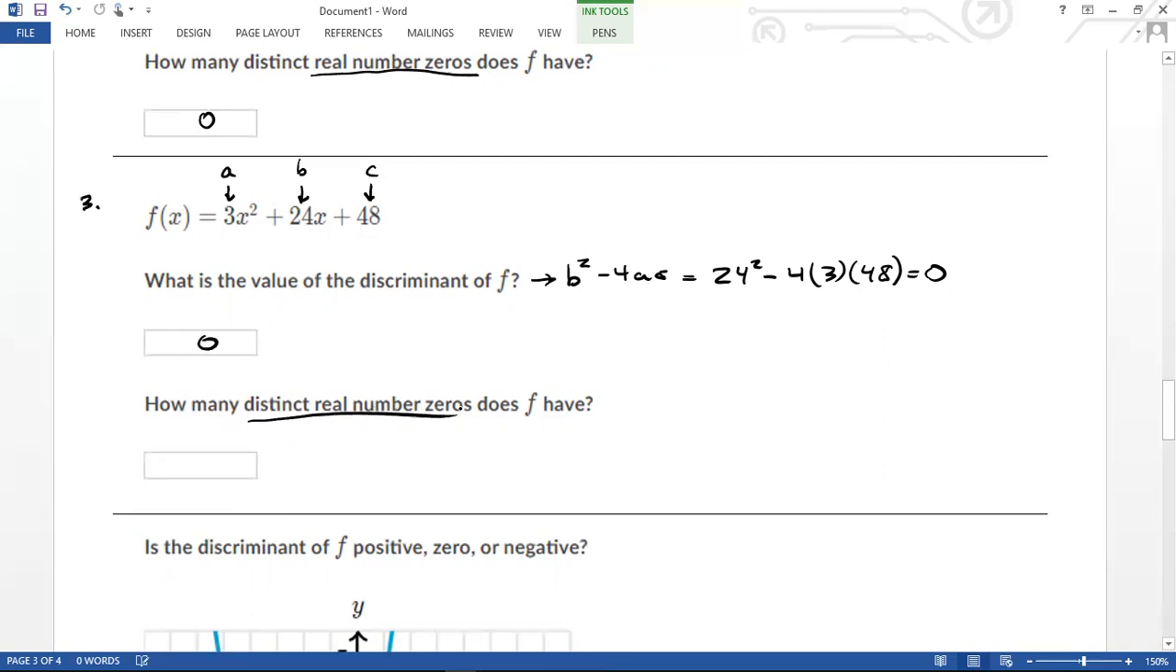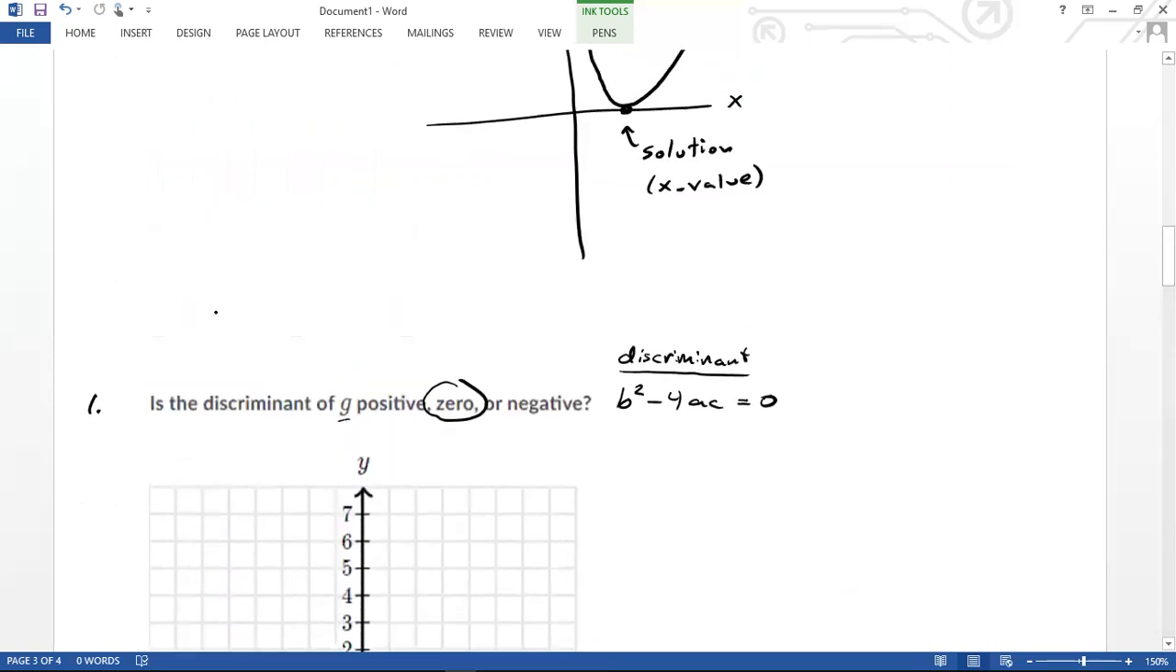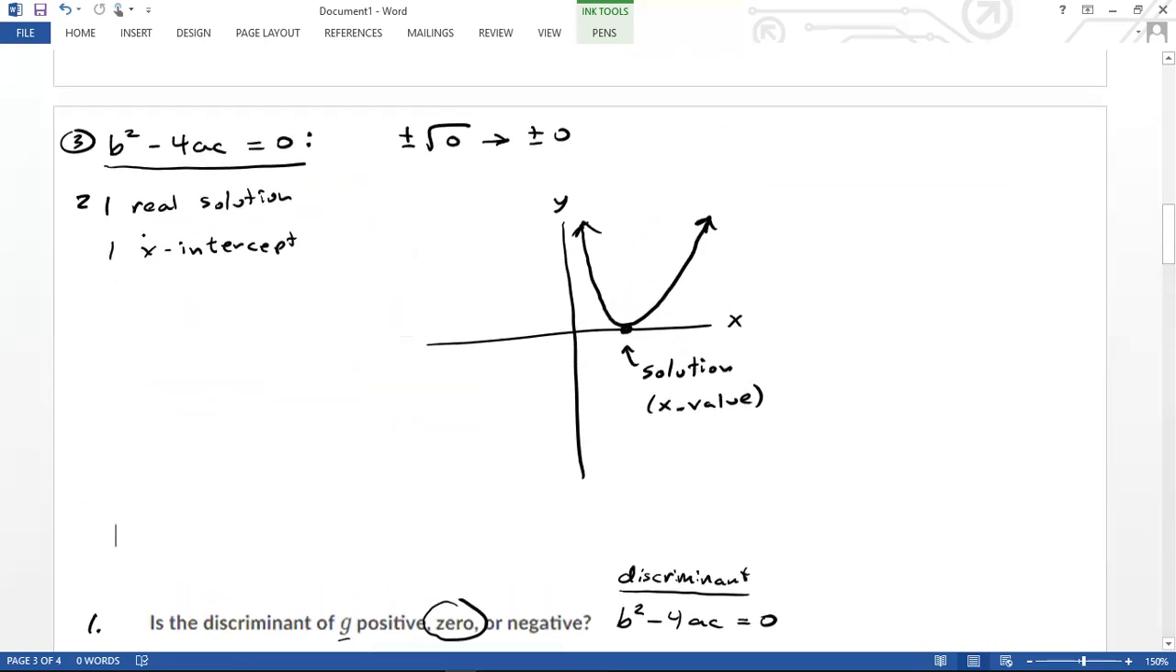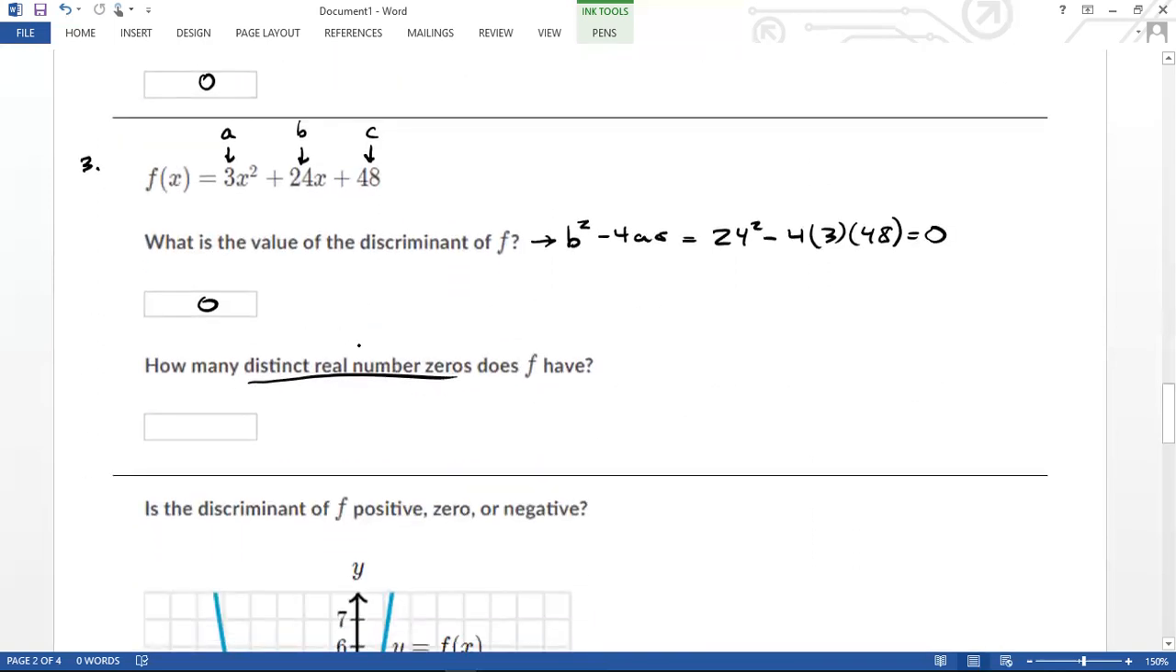How many distinct real zeros or real solutions are there? Well, let's see. When b squared minus 4ac equals 0, it's one real solution. That's the same as real zeros. So it's just 1. Real zeros is the same as real solutions.